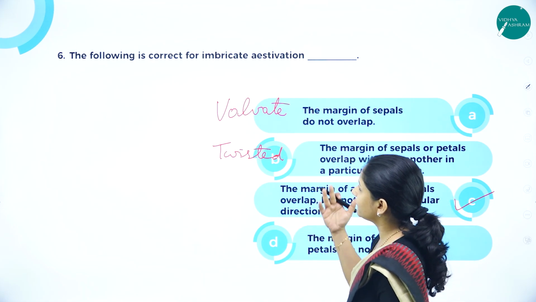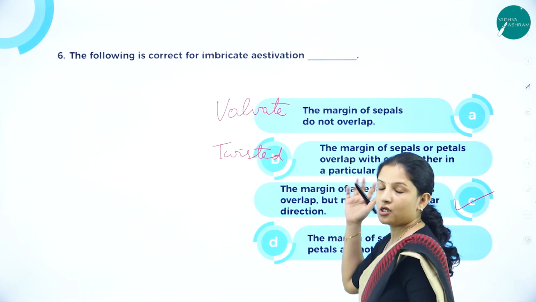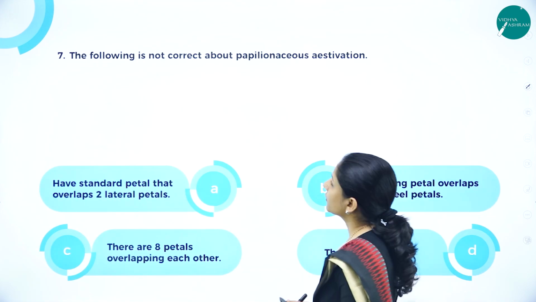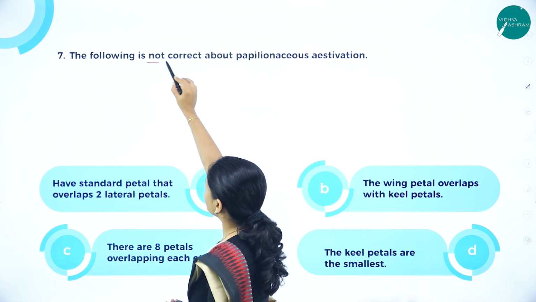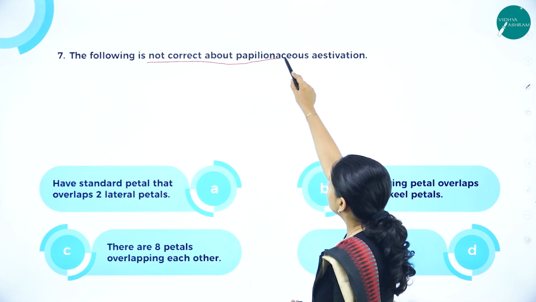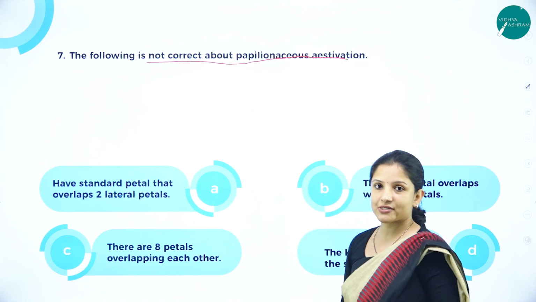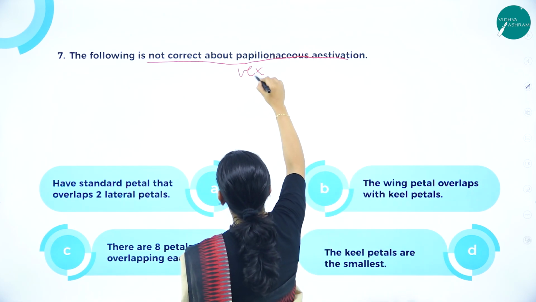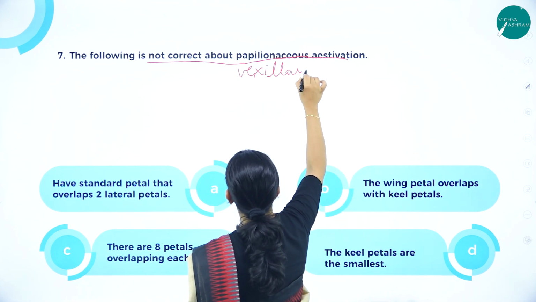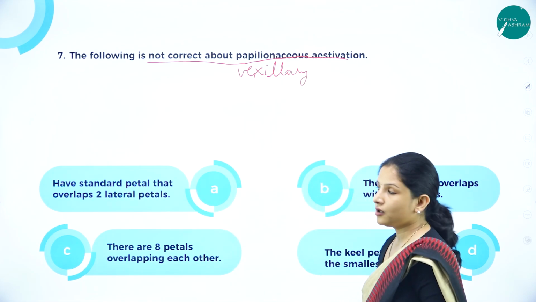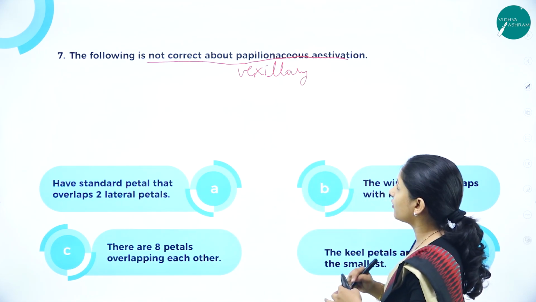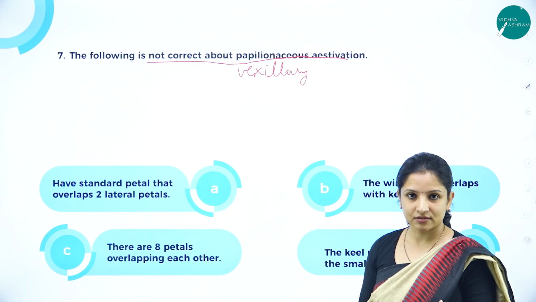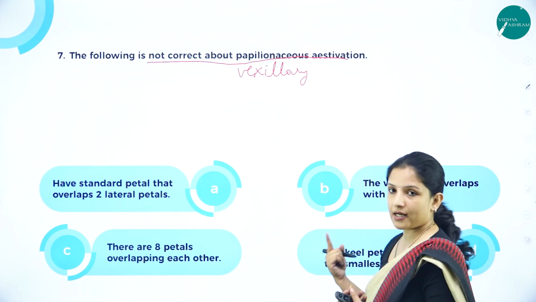The question can be asked as: the following is correct for valvate estivation, or the following is correct for twisted estivation. Like that also a question can be framed. Now the following is not correct. What are we supposed to find? Which is not correct for papillonaceous estivation. Instead they can frame the question as vexillary estivation also, because both are one and the same. Or they can ask, the following is not correct about the estivation in pea flower, in gulmohar, in beans. That way also they can ask. So you have to understand that.